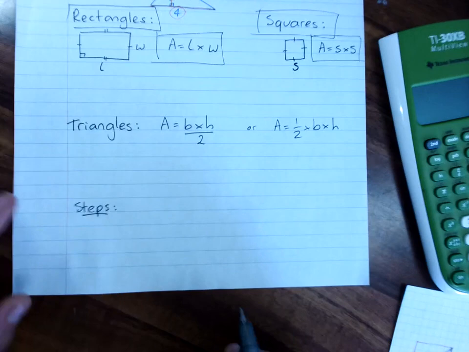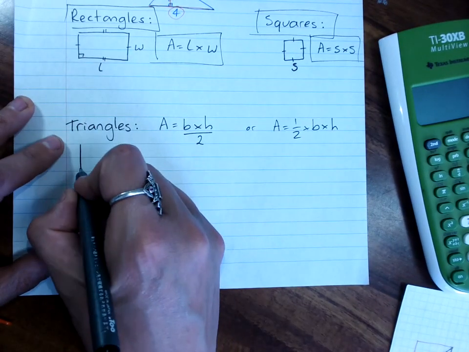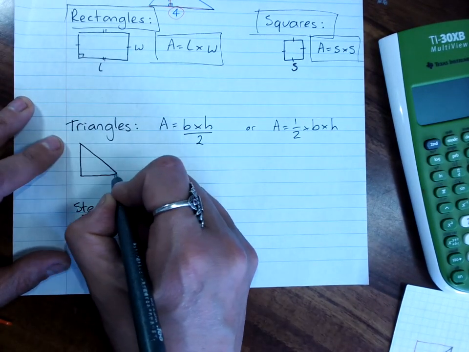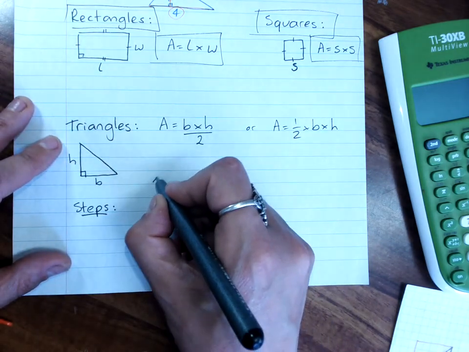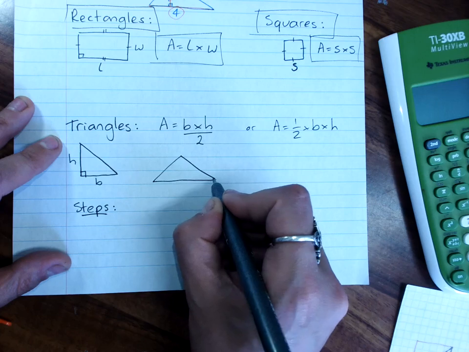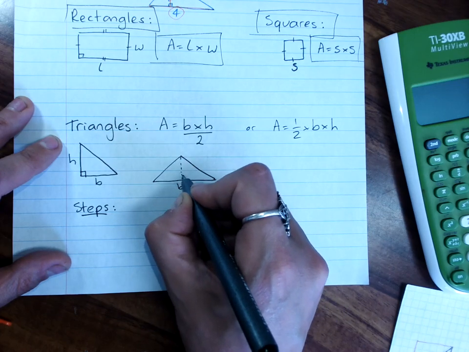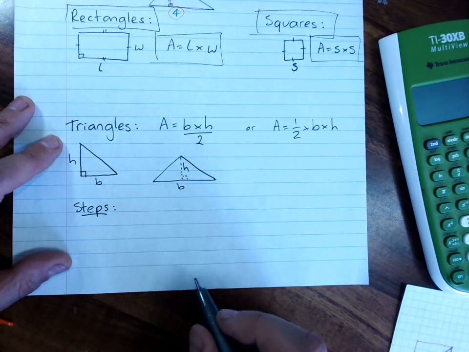And triangles can be a little bit tricky because there's so many different sorts. So I'll draw a couple of diagrams. We could have the base and the height at right angles there. It could be one of these ones where I've got the base and the height is shown at right angles inside it.